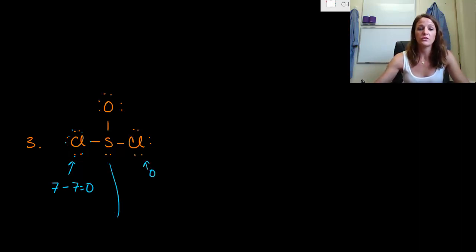So now we can do our formal charge for our sulfur. Sulfur is in group 6. It's directly below oxygen, and so this sulfur is touching 1, 2, 3, 4, and 5 things.